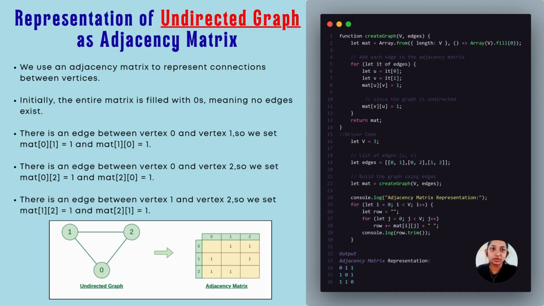There is an edge between vertex 0 and vertex 1, so we set mat[0][1] equal 1 and mat[1][0] equal 1. There is an edge between vertex 0 and vertex 2, so we set mat[0][2] equal 1 and mat[2][0] equal 1. There is an edge between vertex 1 and vertex 2, so we set mat[1][2] equal 1 and mat[2][1] equal 1. Now the adjacency matrix represents all the undirected connections clearly.